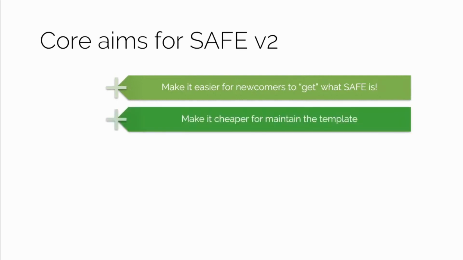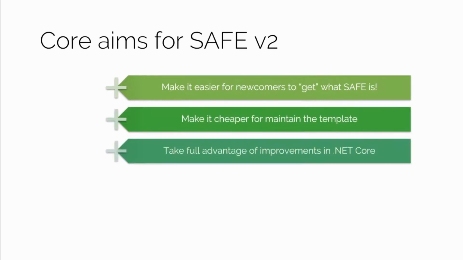We want to make it cheaper to maintain the template. We want to take full advantage of improvements in .NET Core. And this is kind of related to the previous point in that the more expensive the template is to maintain, the harder it becomes for us to move to a new version of .NET Core, because we have to test against all the different combinations that we have.